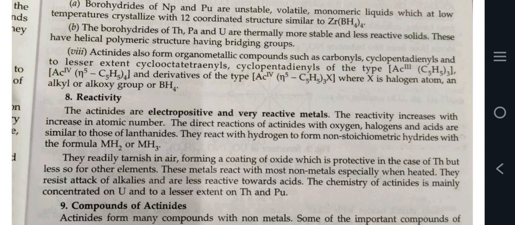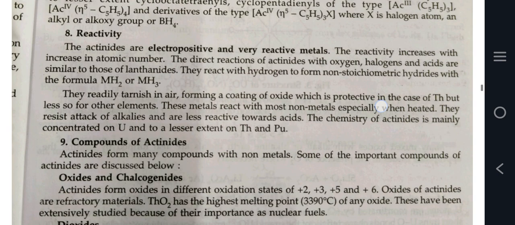They readily tarnish in air, forming an oxide coating, which is protective in the case of thorium but less so for other elements. These metals react with most non-metals, especially when heated. They resist attack by alkalis and are less reactive towards acids. The chemistry of actinides is mainly concentrated on uranium and, to a lesser extent, on thorium and plutonium.